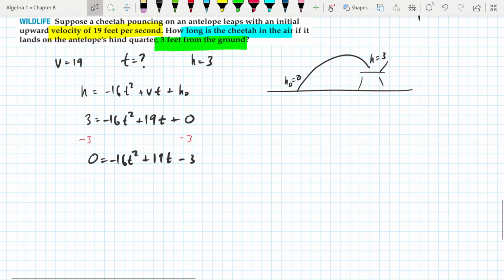And the only technique we have so far is to factor. So what I'm going to do is look for the product of 16 and negative 3, and their sum should be 19. Go ahead and calculate that out real quick. I'll be right back.